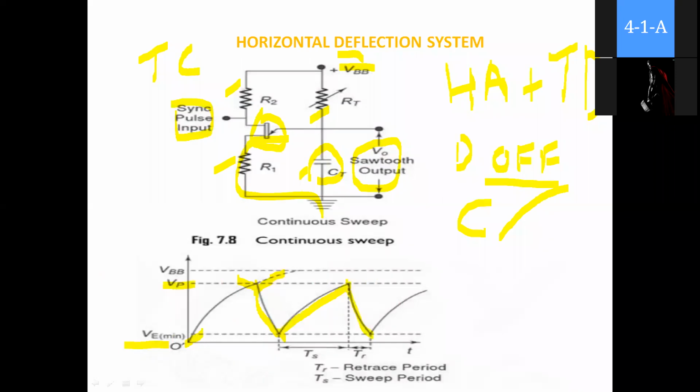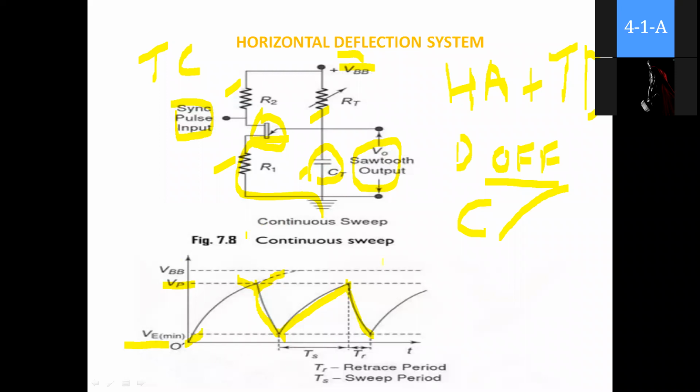Okay, so this is the operation of the horizontal deflection system. Whatever output is obtained from this UJT time-base generator is given to a horizontal amplifier, and the signal is amplified and given to the horizontal deflection plates. Here you have to observe one thing: it is a continuous sweep. So what is the meaning of this continuous sweep?